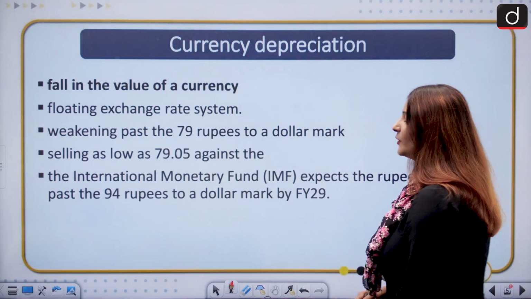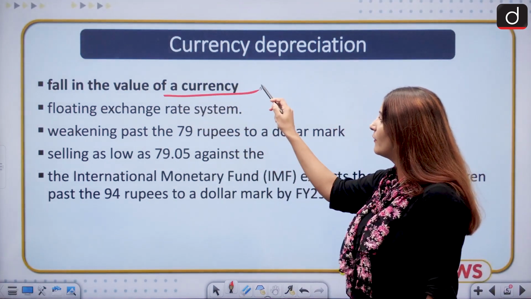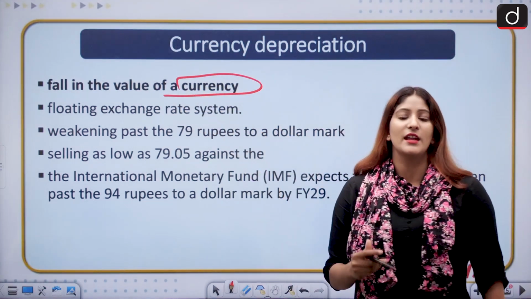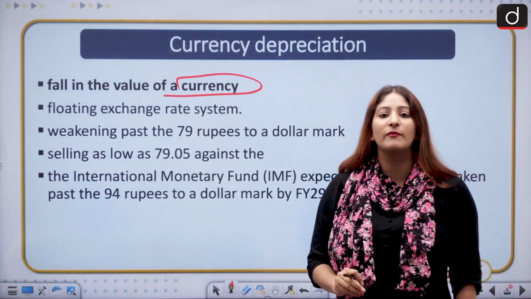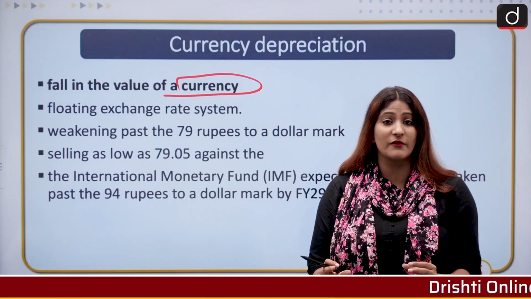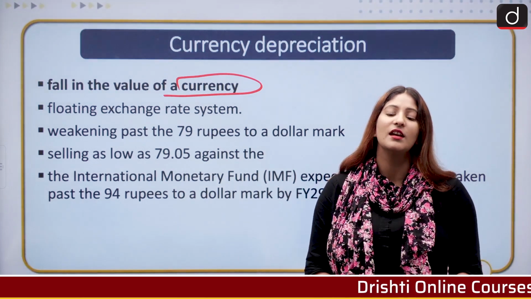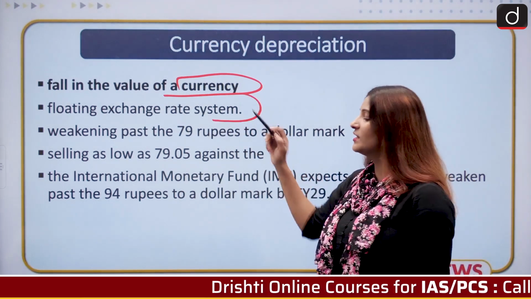Moving on, if we talk about currency depreciation, what is it? It is the fall in the value of a currency in any economy. Whenever the value of the currency falls, that means I could have been buying more stuff with rupees 100, now I am buying less stuff with rupees 100. That is, the value of currency is coming down. And this is in the floating exchange rate system.